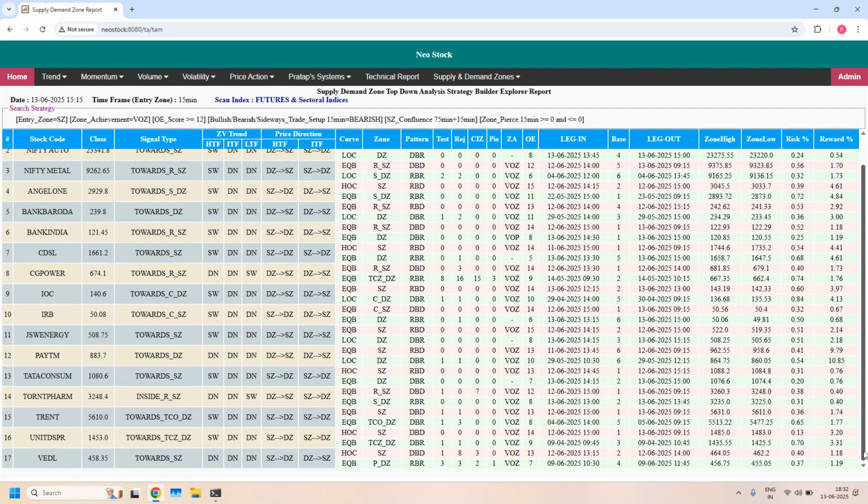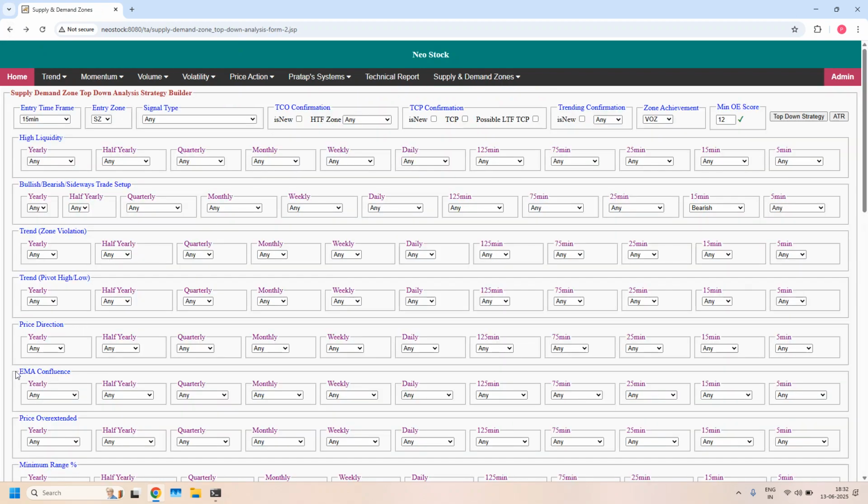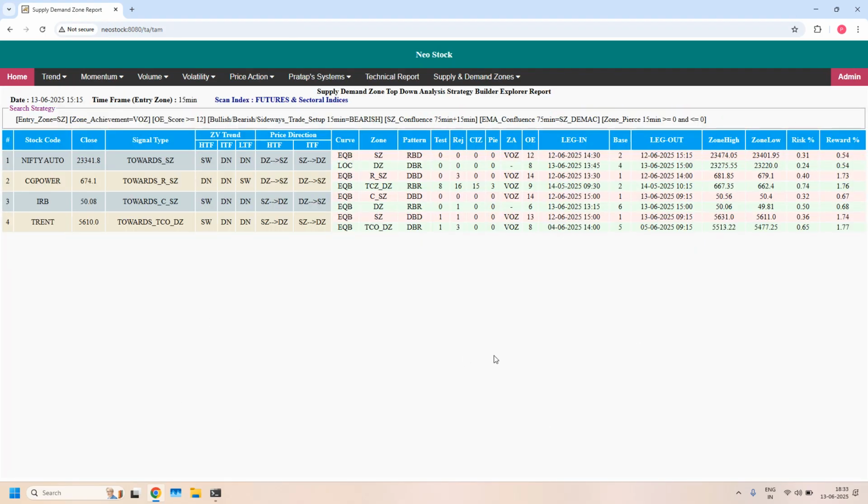Out of these 17, again we will filter based on 75 minutes supply zone with daily EMA confluence, because 75 minutes trend is down in all the stocks. Let's further filter. EMA confluence at 75 minutes. I'm checking how many 75 minute supply zones are having daily EMA confluence, because 75 minutes trend is downtrend. So we got 4 stocks. So that way these 4 supply zones are having more high probability to get success.